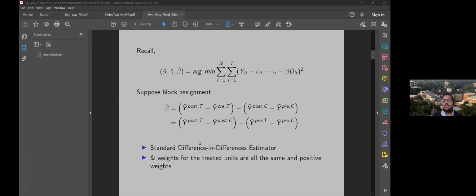So just to recall what this two-way fixed effects estimator that we presented is actually giving us, if all the assumptions, the common trends assumption, and everything else is hunky-dory. So what beta essentially is telling us is the difference in the mean outcome of the treated and the control group. So when everything is good, the weights associated with these treated units are positive and the same. So everyone's happy, everything is looking good.